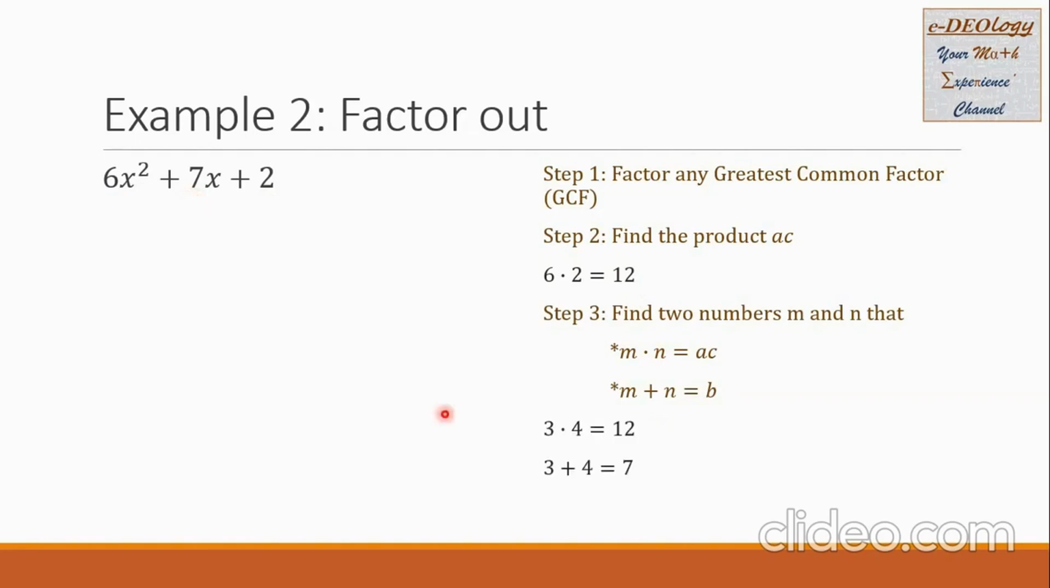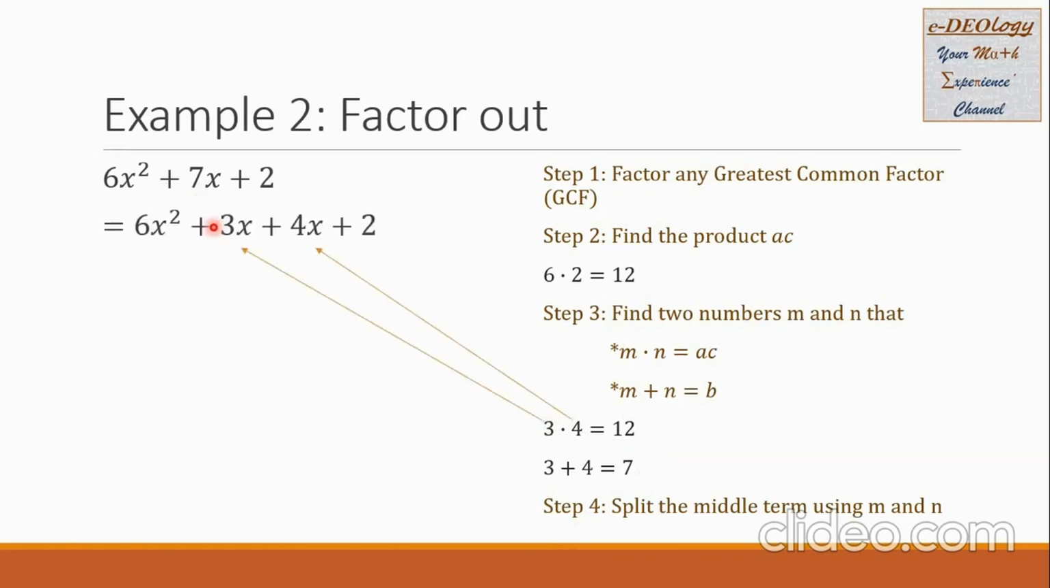After considering many pairs of factors, we found that 3 times 4 equals 12, and that is the AC. And 3 plus 4 equals 7, and that is the B. So now, we're going to split this middle term using the M and N. So the 3 and the 4 are our M and N respectively. So writing this again, 6x squared is here. Instead of writing 7x, we will now write 3x plus 4x, and then plus the constant 2.